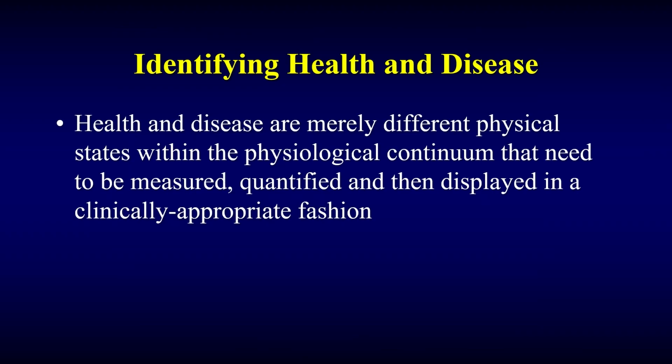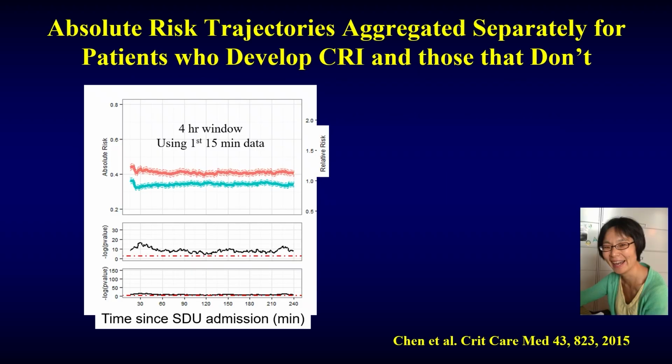So let's identify health and disease as the dynamic continuum between the various forces. We looked at this in patients who were brought into the step-down unit and subsequently developed acute cardiorespiratory insufficiency, and some that didn't. And we looked at data collected after just 15 minutes, once they were admitted to the step-down unit. And we knew later if they crashed or didn't. We were able to identify that those patients who were subsequently going to crash, maybe a day, a week later, clearly separated out from those that didn't.